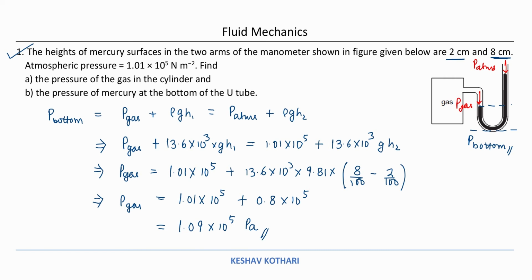Now in the next part, the problem asks for the pressure of mercury at the bottom of the U-tube. I can calculate this using either the right limb or the left limb, and both will eventually give the pressure at the bottom of the U-tube. In this scenario, I am taking the equation pressure due to gas plus rho g h1. So for part B, the pressure at the bottom of the cylinder is required.